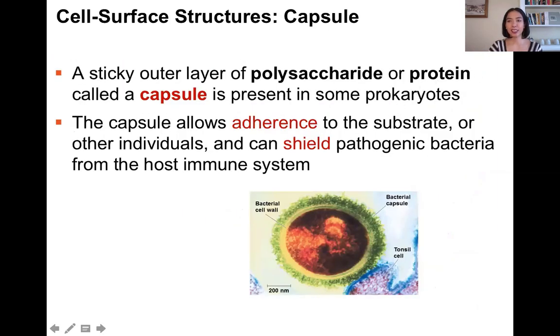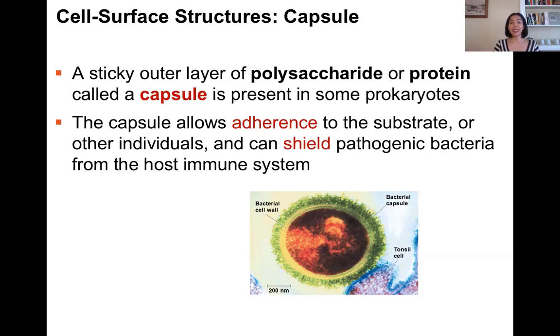Another structure that is important is this capsule. The capsule can be formed from polysaccharides and also proteins. In this figure, you can see the capsule. The capsule will be formed outside of the cell wall, and it can be used by the bacteria to adhere to the substrate or to other individuals of bacteria, other bacterium.